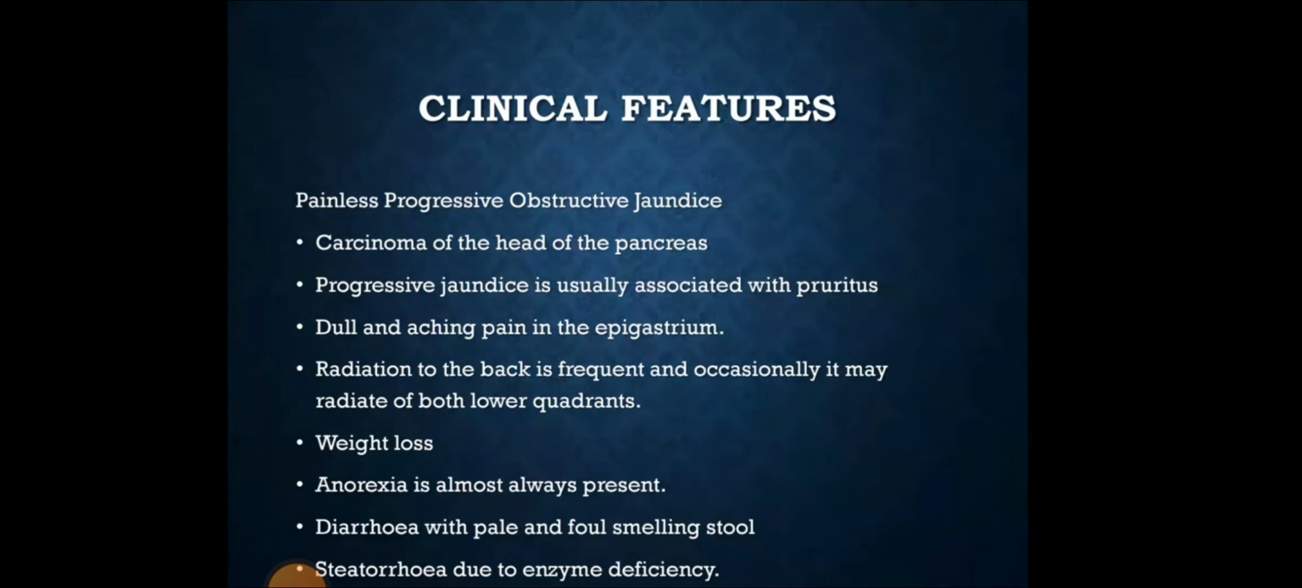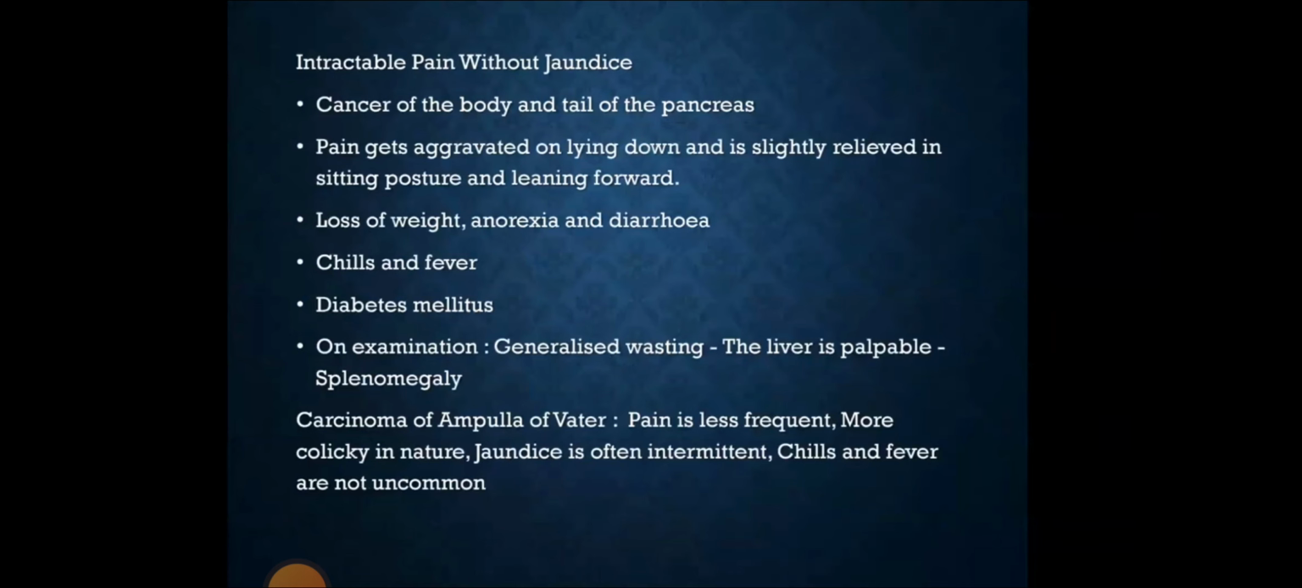That is the first type of presentation, painless, progressive, obstructive jaundice. Next is intractable pain without jaundice. Such pain is often noticed in case of carcinoma of body and tail of pancreas. The pain is intractable and mostly referred to the epigastric region with radiation to the back. The pain will be aggravated on lying down, and it will be relieved in sitting posture and leaning forward. That stooping posture, it will be relieved.